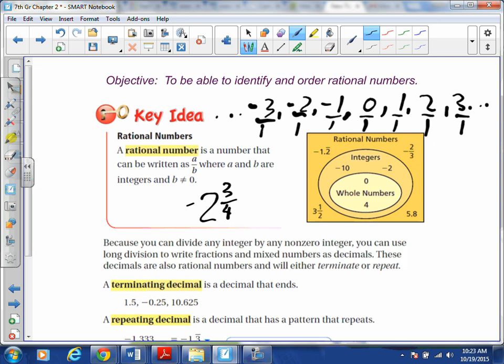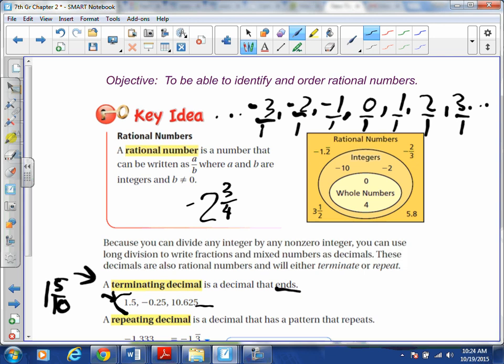All right, and then the last thing that's rational are some decimals. First kind of decimal that's rational is a terminating decimal. If I say I'm going to terminate someone's employment, that's a nice way of saying fire them or end their employment. Terminate means end. So a terminating decimal is a decimal that ends. 1.5 ends, there's nothing after the 5. -0.25 ends, there's nothing after that last 5. 10.625 ends, there's nothing after that. Decimals that end are rational because they all can be written as fractions.